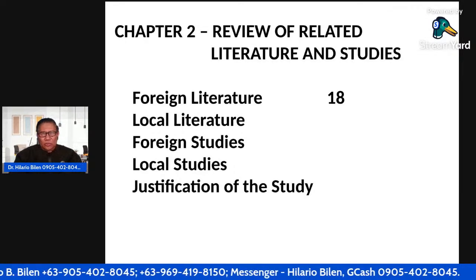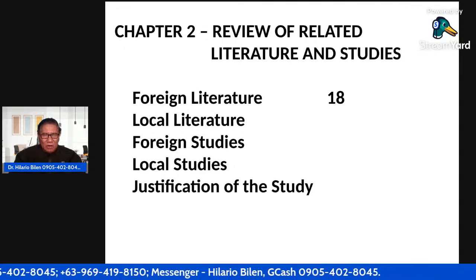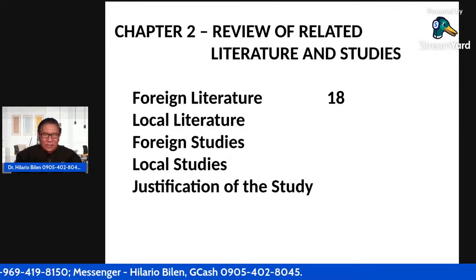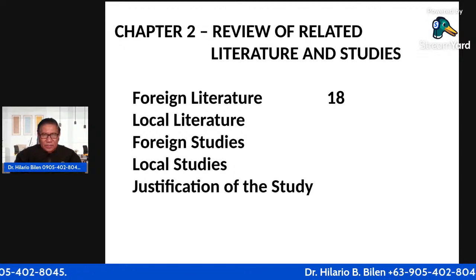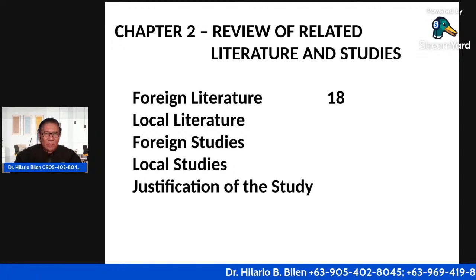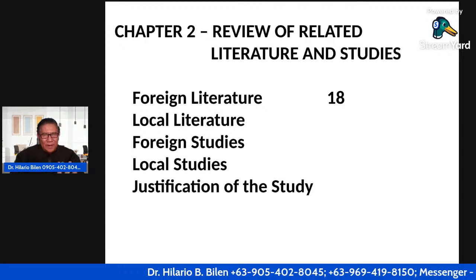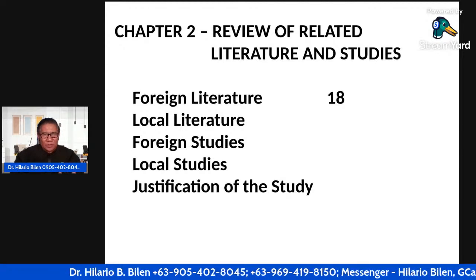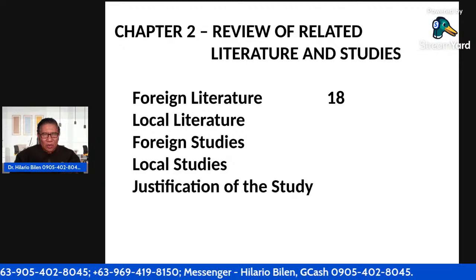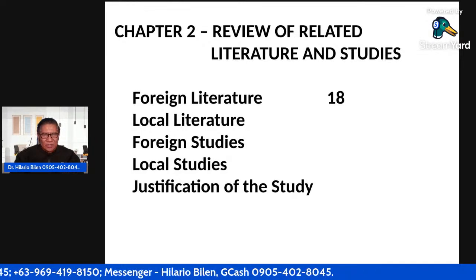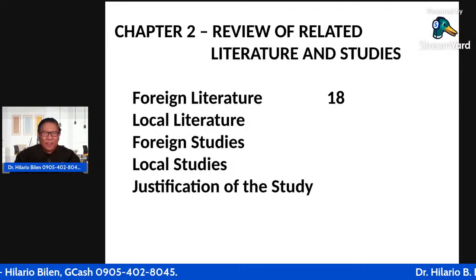Under chapter 2, we have the review of related literature and studies. Now, I put here that there are five parts of chapter 2. We have the foreign literature, the local literature, the foreign studies, the local studies, and then the last part of chapter 2 is the justification of the study.